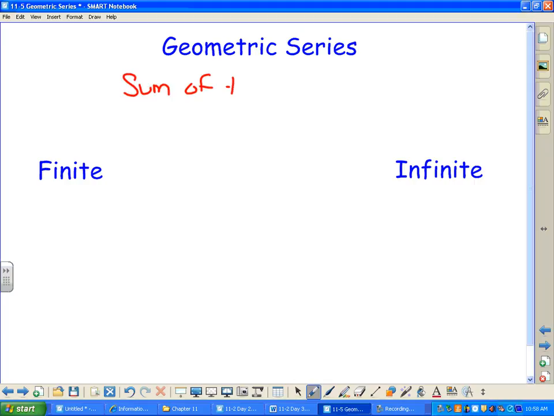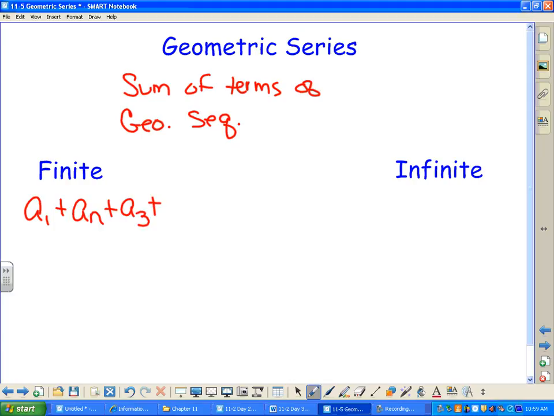Sum of terms of a geometric sequence. Now, I know you know what it means to be a finite series. It just means that the series ends. It has a beginning and an end, right? It has a certain number of terms, 5 or 7 or 12. So, if this is my finite series, and it is geometric, a sub 1 plus a sub 2 plus dot dot dot plus a sub n, where r cannot equal 1.